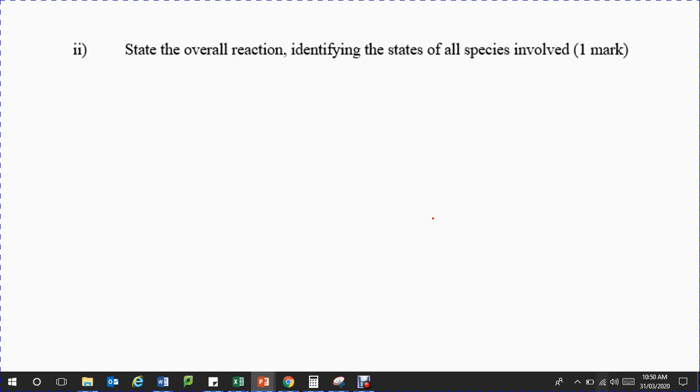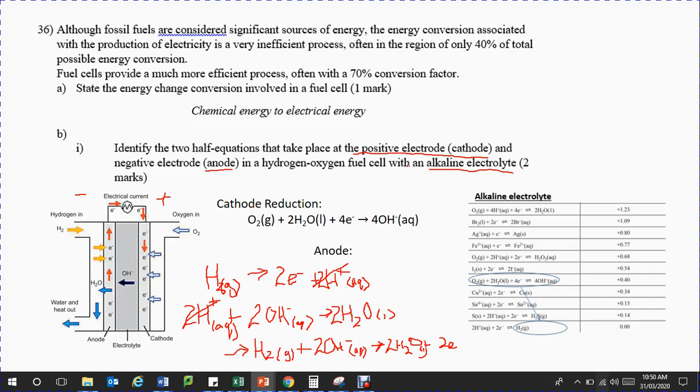So this would be our answer, or our half equation, for the anode. B(ii) wants us to state the overall reaction, identifying the states of all species involved. One way of coming up with the overall reaction is to add your cathode and your anode reactions together, cancelling anything that is the same.